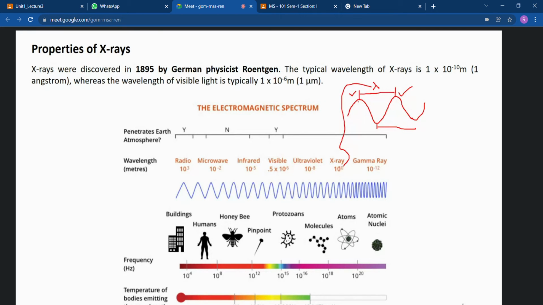And if you measure the size of the atom, suppose this is your atom, then its size is comparable to the wavelength of these X-rays. Due to this fact, we are able to analyze the internal crystal structure. When these X-rays strike the atom, phenomena like diffraction play a role, and due to that diffraction, we will have some constructive and destructive interference, which we'll see.